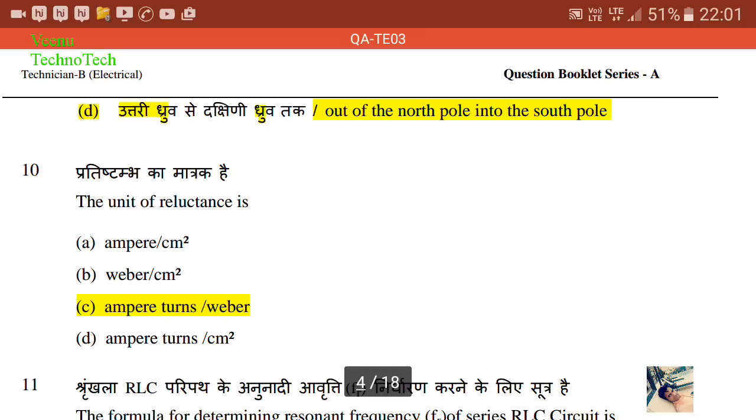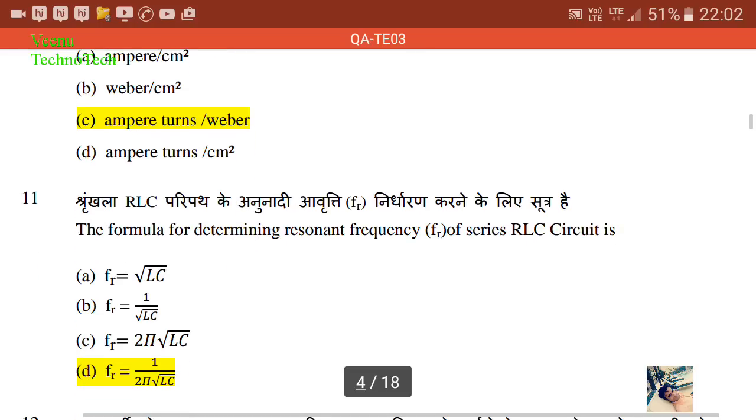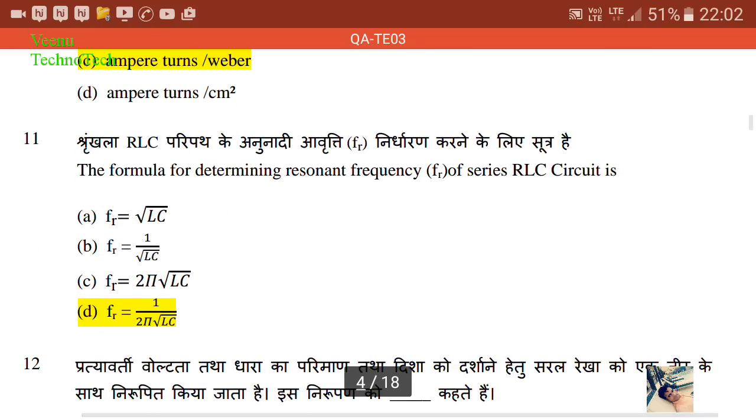Next question. The unit of reluctance. The formula of reluctance is number of turns into current upon magnetic flux. So the unit of current is ampere, the unit of turns is obviously turns, and flux is Weber. So correct answer is C, ampere turn per Weber.